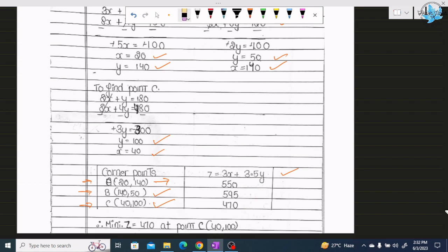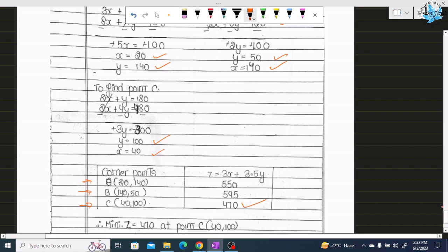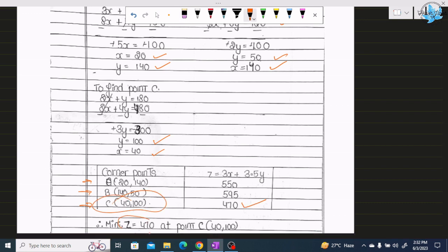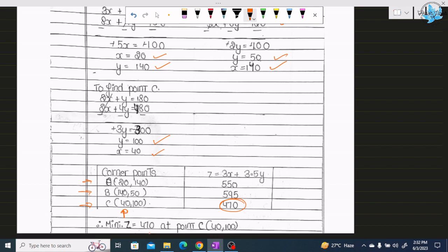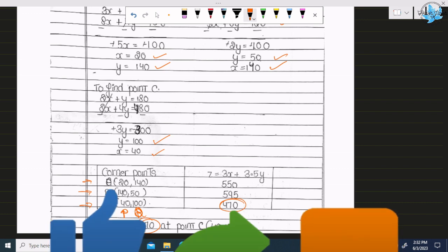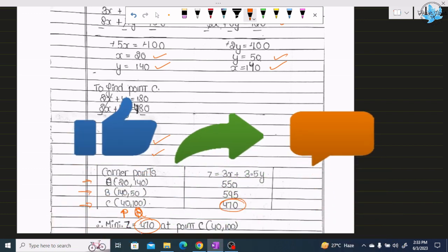Now the question is asking for the minimum Z. So the minimum Z is what you can see over here, 470 at point C. It means the minimum quantity of nitrogen you will get is 470 when you use 40 bags of brand P and 100 bags of brand Q. So when you use 40 bags of brand P and 100 bags of brand Q, you will get the minimum quantity of nitrogen, that is 470. So I hope this question is very clear to you and I hope you understood very well.